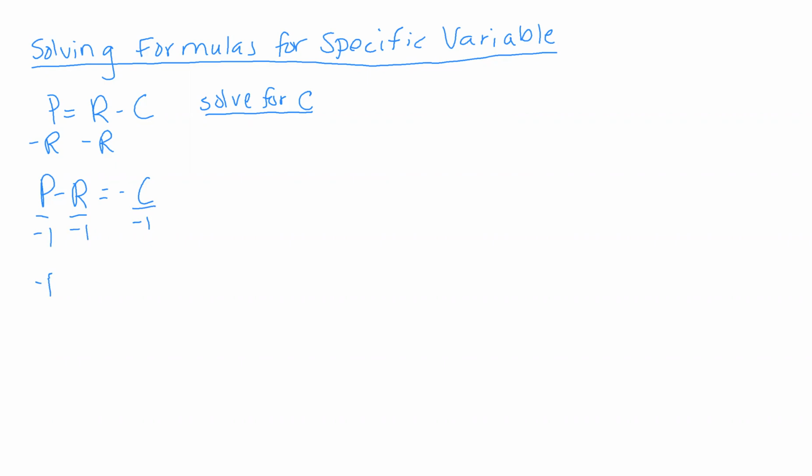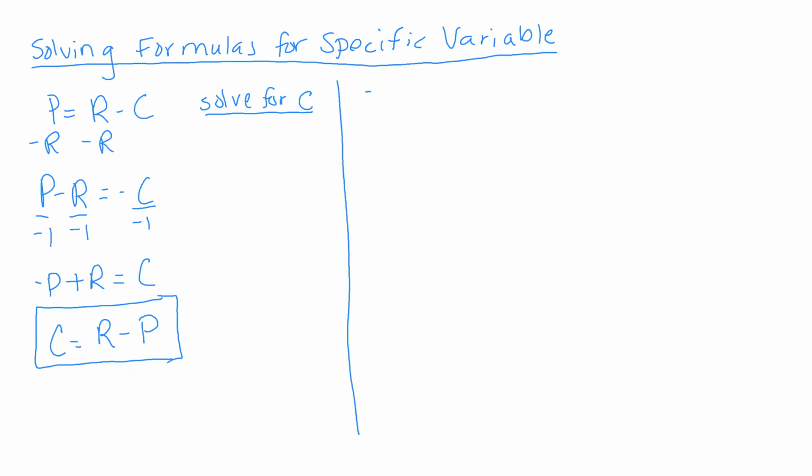So I would get negative P, because positive P divided by -1 makes P negative. And then I've got negative R divided by -1, which makes it positive. And then negative C divided by -1 is positive C. So all I'm going to do at this point is clean it up a little bit, and I would get that the cost is equal to the revenue minus the profit. And that's it. All we did was manipulate this formula. We moved things around legally so that we rearranged it to where instead of having profit equals, we had cost equals. Let's try another one.